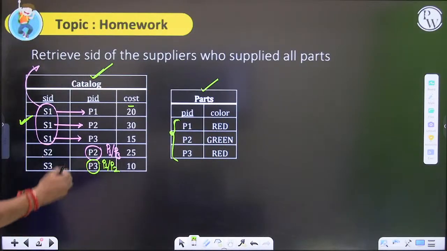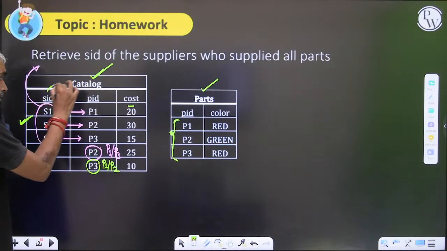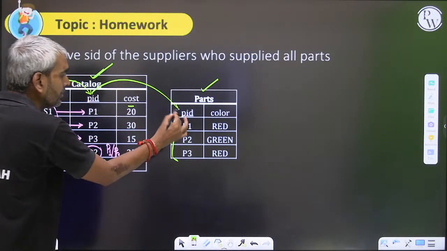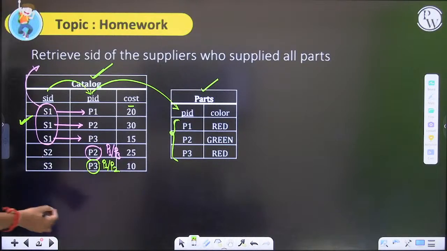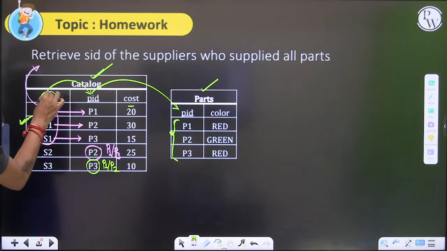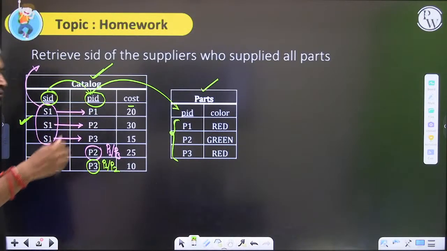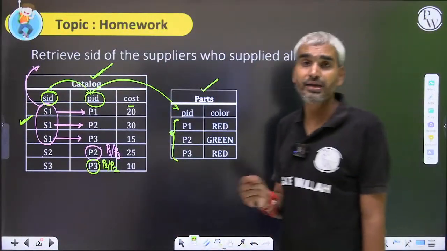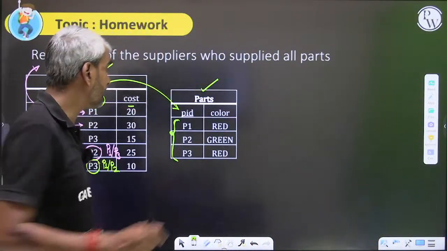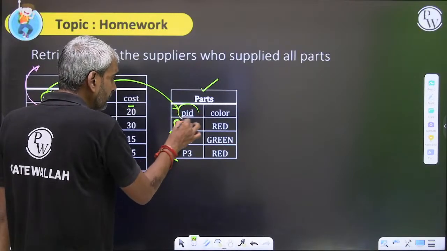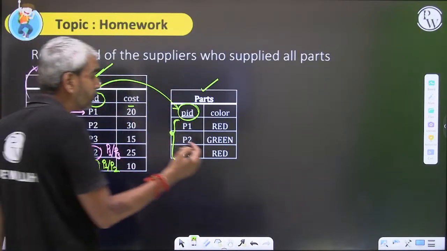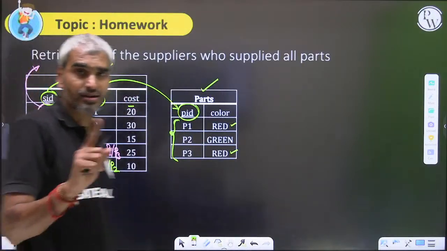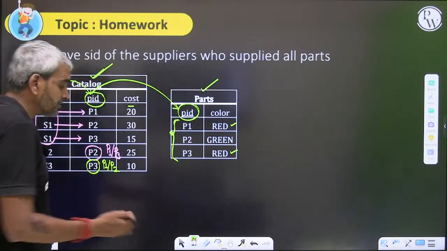Sir, if you want to retrieve the SID of the supplier which is associated with all the PIDs of the parts table, then the only thing that is required from the catalog table is SID and PID, because you are only checking whether the SID is associated with all the PIDs of the part table or not. Apart from that, the information that is required from the part table is only PID, because we are not interested in the parts of a specific color.